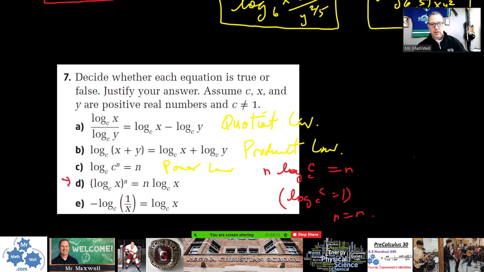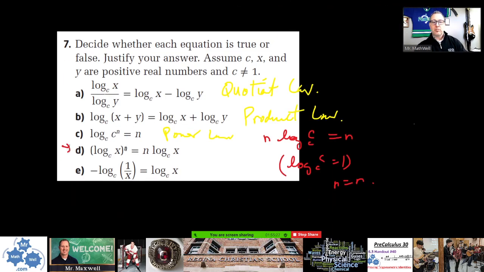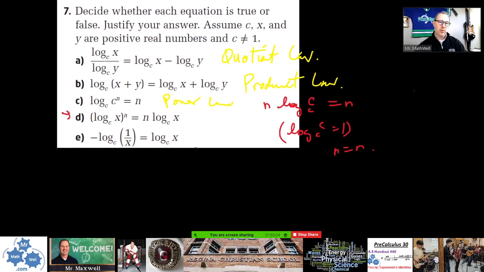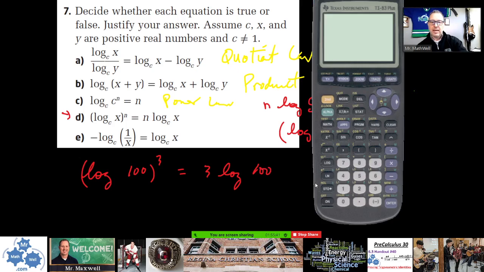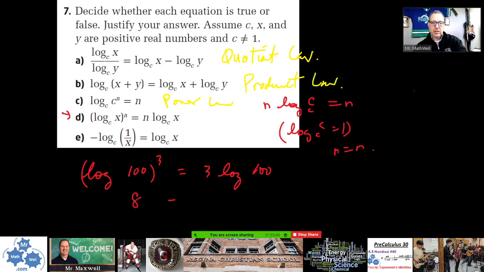This one's interesting though, okay? Because this is sort of like the power rule, but the whole thing is to the power of n. So what you might want to do there is just plug some values in and see if that works. For example, what is log of 100, all of this to the power of 3, versus 3 times the log of 100? Is that the same? The log of 100 is 2. 2 to the power of 3 is 8. We don't need our calculator.